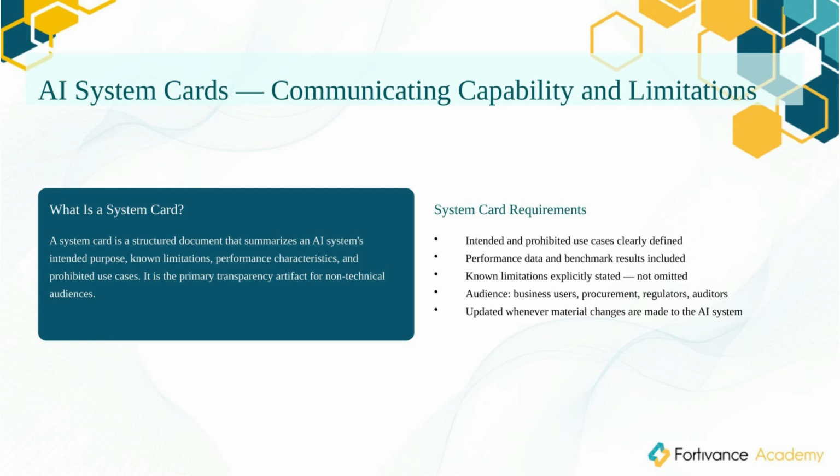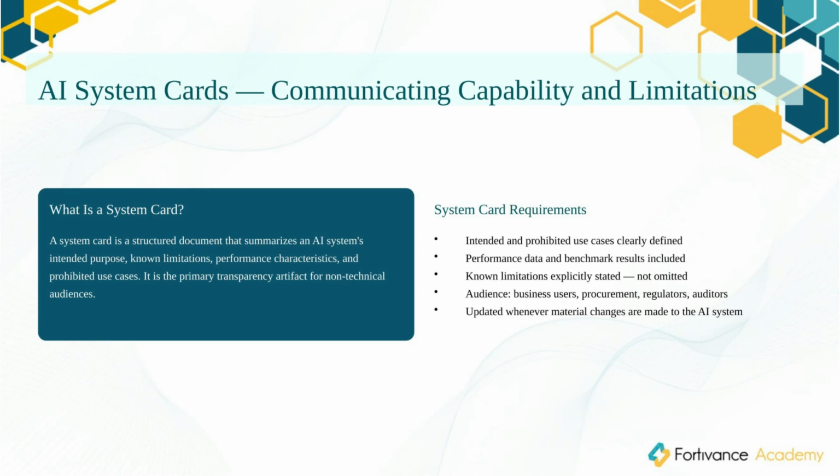Your AI system card should cover the system's name and version, its intended purpose, and the use cases it was designed for, the population it is intended to serve, the data it was trained on and its sources, its performance metrics and what they mean, its known limitations, what happens when the system encounters inputs outside its training distribution, who to contact with concerns, and when the card was last updated.